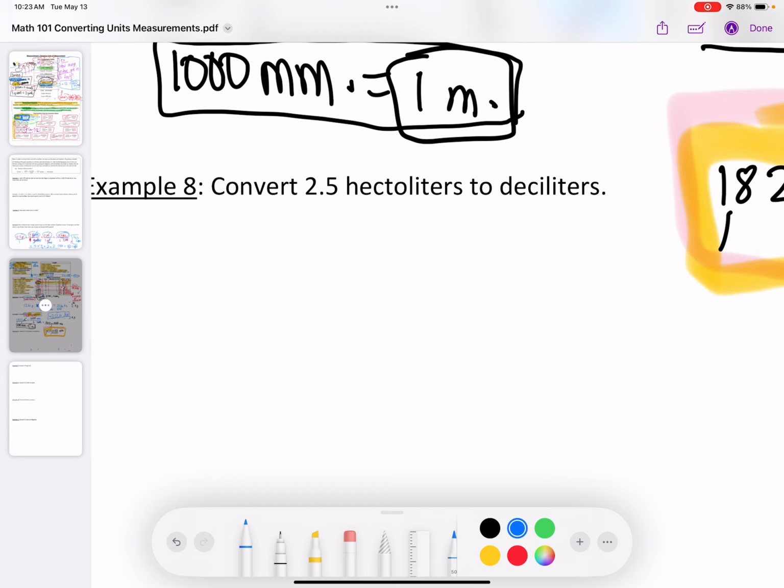How about this one? Hectoliters. That's one you don't hear very much, maybe if you're a chemist or something. And I want to go to deciliters. Okay, sounds good.